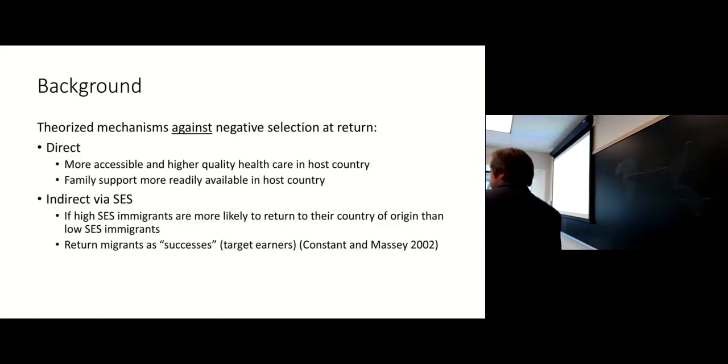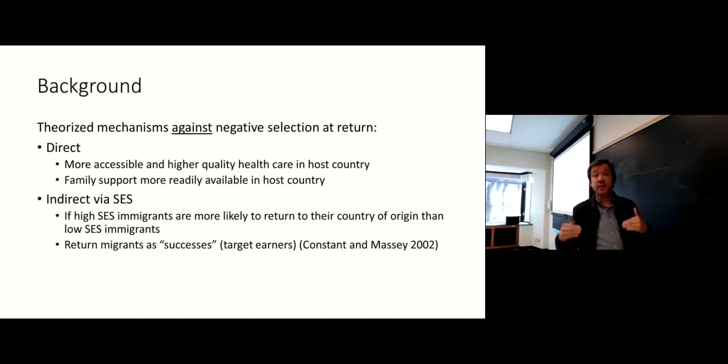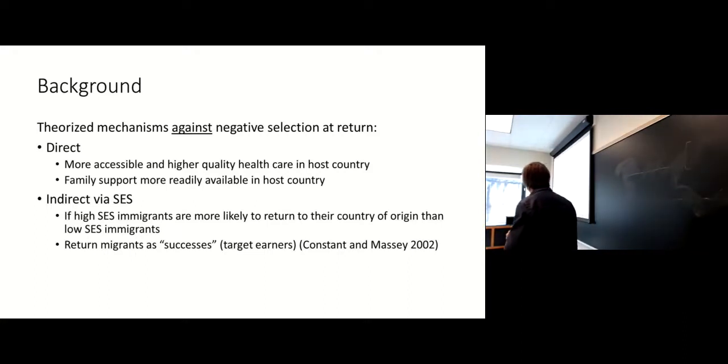An immigrant might have wanted to return, but suddenly there's a health deterioration, and I'm not going to have very good healthcare in my country of origin, so actually I'm going to stay where I am. So this would work the other way around. And family support might actually be more readily available in the host country. So same thing. The immigrant has children in the host country, wanted to go back, but because of the health deterioration and the presence of children in the host country, the health deterioration might actually be a disincentive to return.